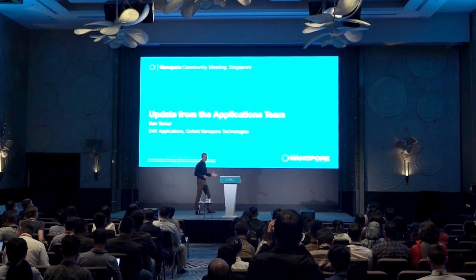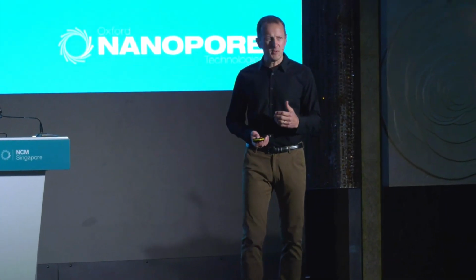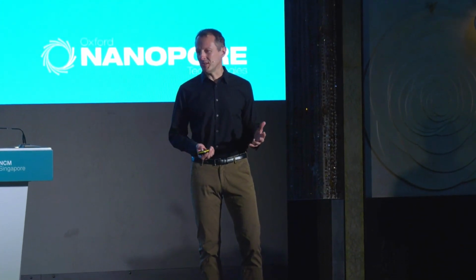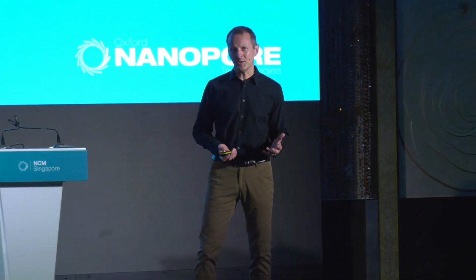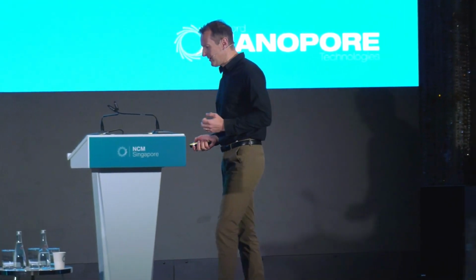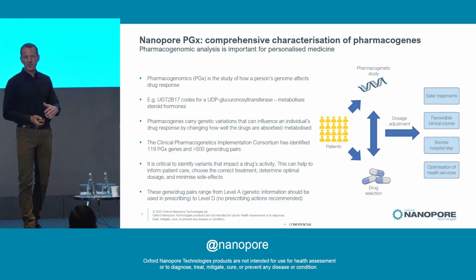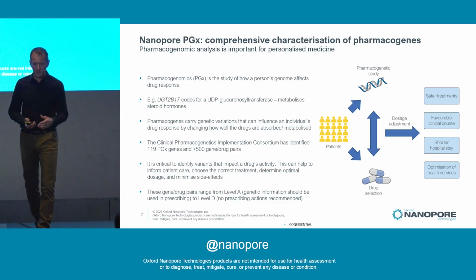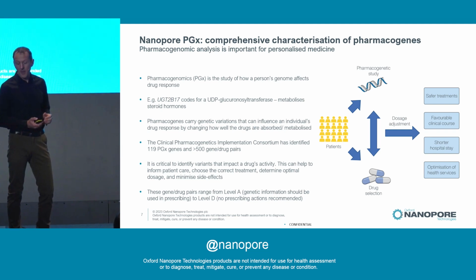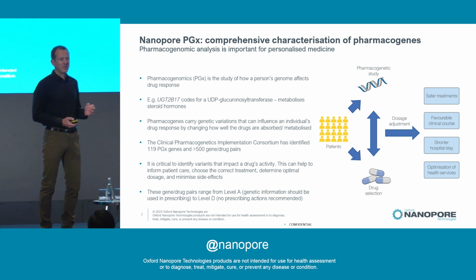So my name's Dan, and I lead the applications team at Oxford Nanopore. One of the things that the applications team does is we like to look for biological questions that nanopore sequencing technology is well placed to answer. We're particularly interested in those sorts of biological questions that make use of the unique features of nanopore sequencing. So I'm going to be talking about a couple of examples of that in my talk today, assuming I've got time. But first of all, I just want to say a little bit about the applications team generally.